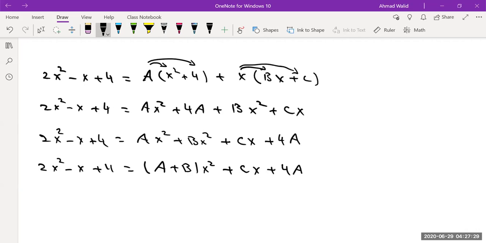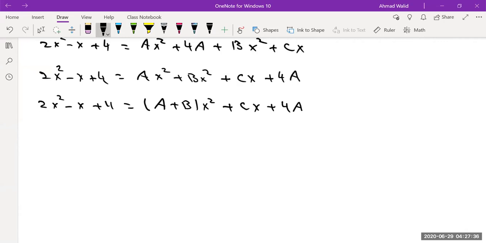Now you compare the right side with the left side. For A plus B, you can write an equation. A plus B, your first equation, equals the coefficient of x squared on the right side, which equals the coefficient of x squared on the left side. That means A plus B equals 2. Second equation: the coefficient of x on the right side equals the coefficient of x on the left side. That means you can write C equals -1.